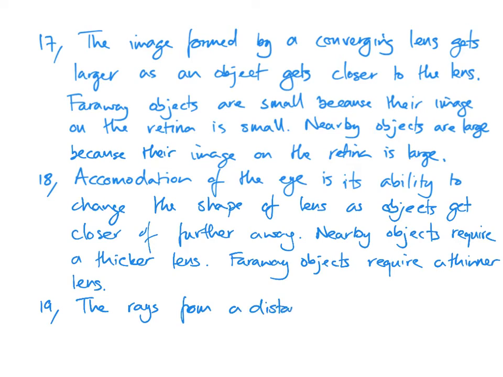Now, as you move objects further and further away, the angle the rays come in gets smaller and smaller. And so for the rays from a distant object, effectively the angle is zero. Or what we say is that the rays are parallel. All right, so when we're looking at images of the building across the road, the rays coming in from them would be effectively parallel.